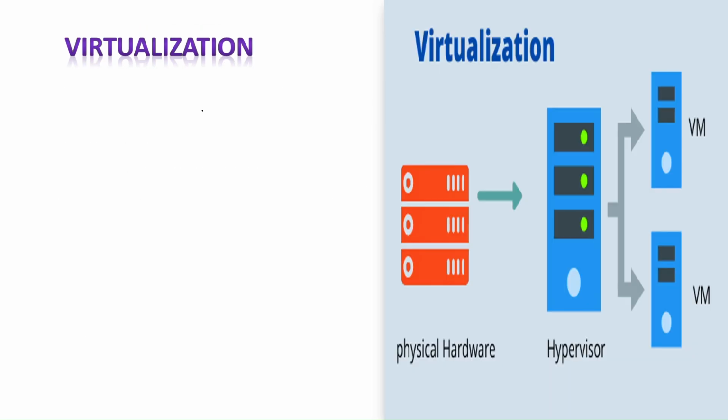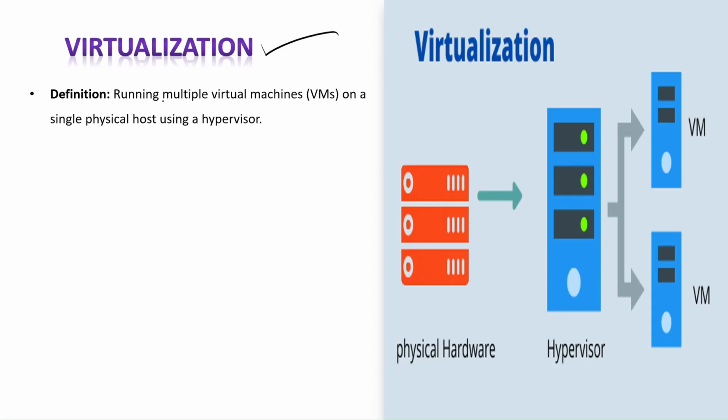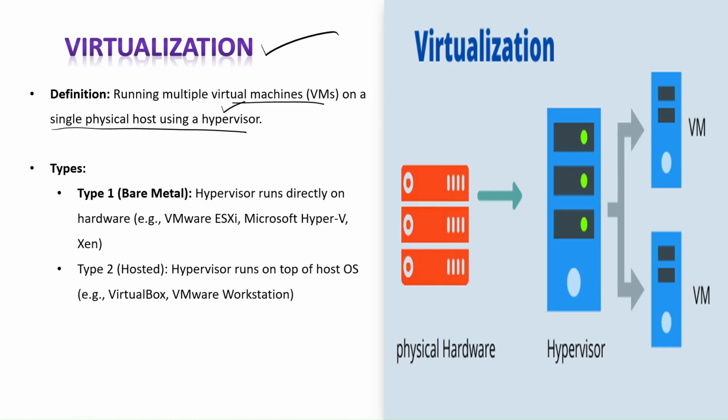So our next topic is virtualization. Virtualization is running multiple virtual machines on a single physical host using a hypervisor. So we said multiple things. VMs are virtual machines as compared to physical machines, and these are produced or orchestrated through a hypervisor. So what is a hypervisor? We will study these now.